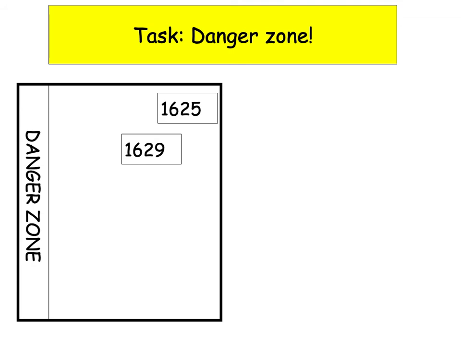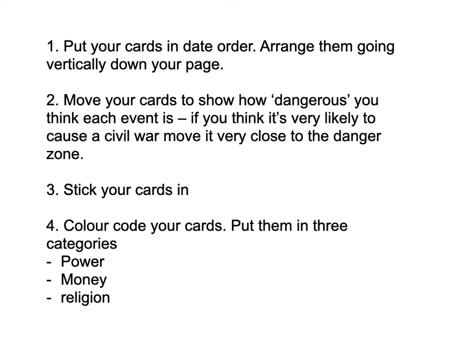So keep your cards in chronological order, but move them left to right to show how important they were in bringing about civil war. If you think they were really important in bringing about civil war, move them really far to the left into the danger zone. If you think it wasn't that important, then keep it on the right-hand side of your page. Here's a summary of the task written out for you. You might want to keep on looking at it.